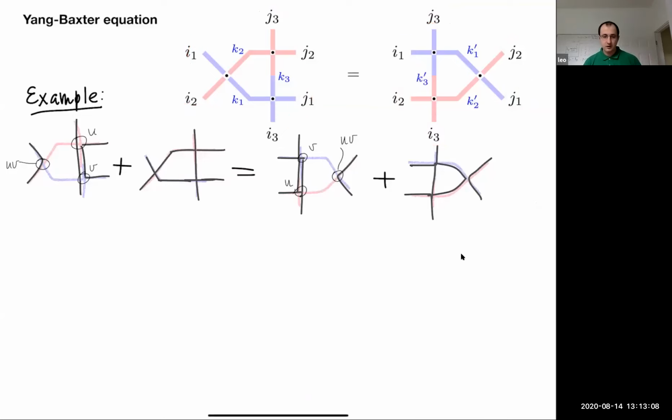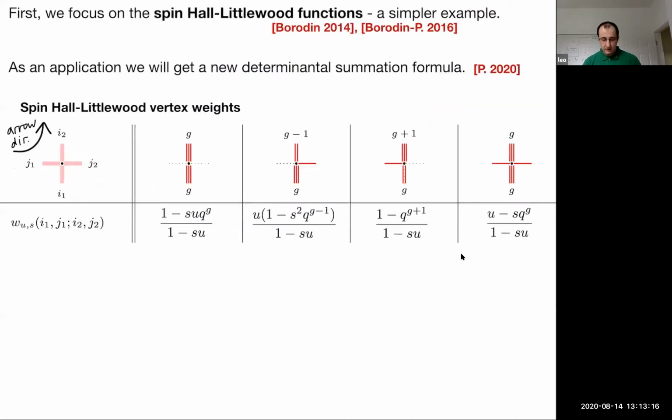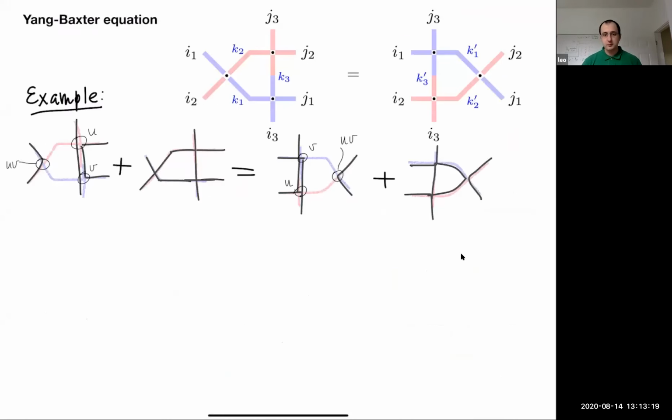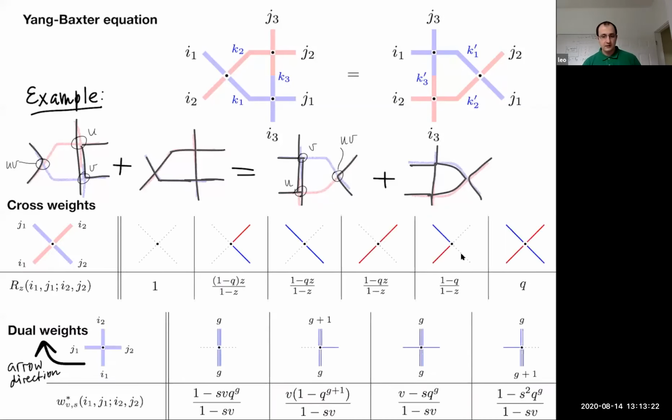So here is an example of a type of Yang-Baxter equation. And here, the red vertices were defined on the previous slide. And there are two other types of vertices, the blue ones and the cross ones. And their weights are defined in similar ways. So they also depend on a kind of spectral parameter. Capital R will be cross vertices, and they have a spectral parameter which is equal to the product of spectral parameters in the red and blue. And the blue weights are called dual weights, and their arrows go kind of to the left and up.